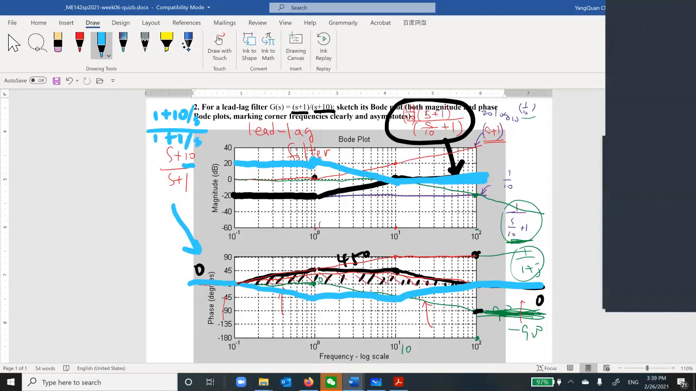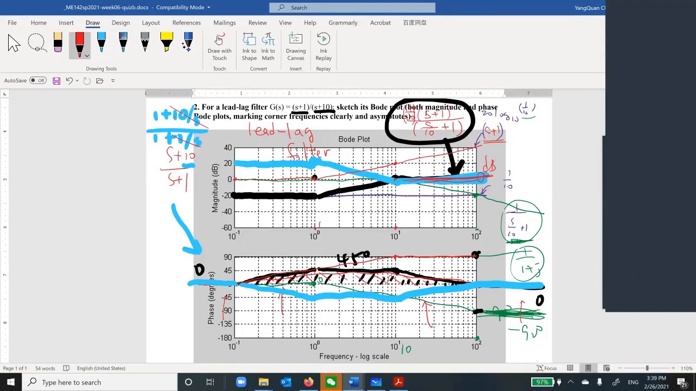Okay, when S is very big, J omega, then you can cancel out this term, right? It's almost 0. So 1 divided by 1 is 1. Okay, then 20 log 10 of 1 is 0 dB. So this is 0 dB, right? So at high frequency, they are the same, okay?